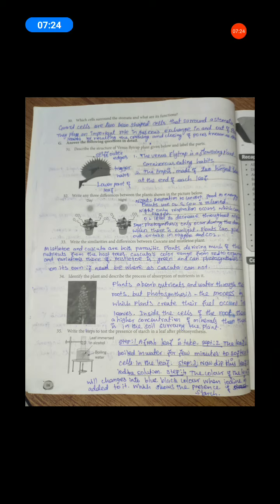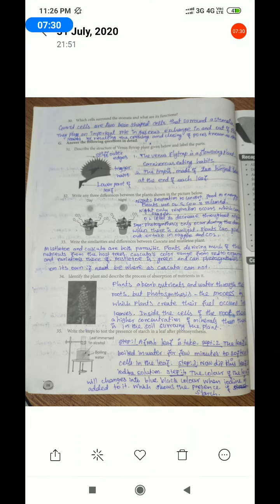First, nighttime. Respiration converts food to energy. Plants use oxygen and carbon dioxide is released. At night only respiration occurs, which consumes oxygen. The oxygen level decreases throughout nighttime.